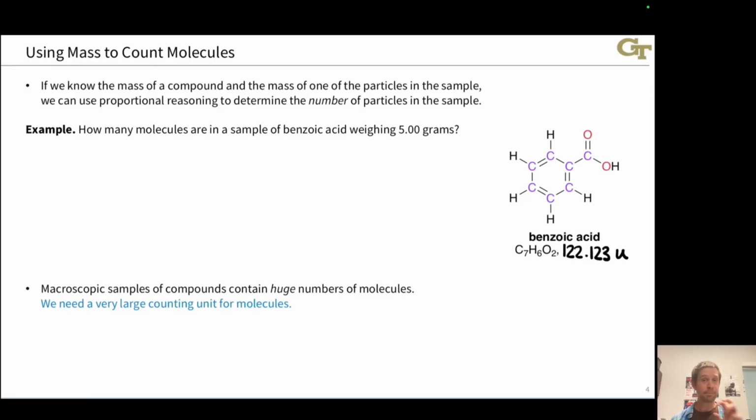Now that we know the mass of a single molecule of benzoic acid, if we know the mass of a macroscopic sample of the compound, we can calculate the number of molecules in the sample. On the slide here, I use the general term particles, since this would apply whether the substance involved atoms, molecules, ions, etc. And proportional reasoning is involved in this idea. So for example, say we had a sample of benzoic acid that had a mass of 5 grams. How many molecules of benzoic acid are in this sample?